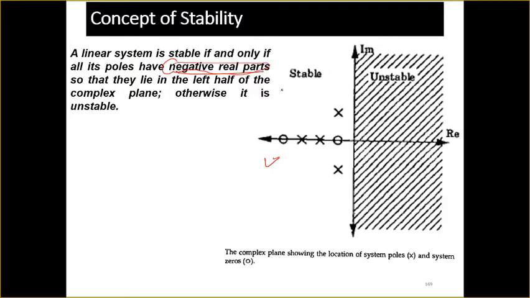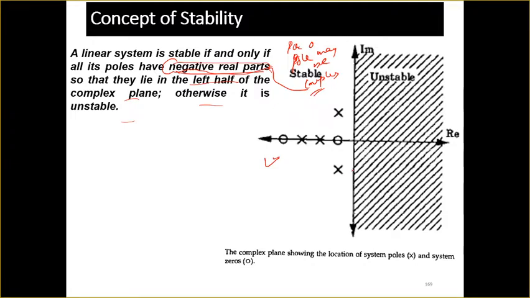Okay, because the pole may be an imaginary or complex pole. The pole may be complex, right? And if the real part of that complex pole lies in the left hand side of the S plane, or the complex plane, you can say the system is stable. Otherwise the system is unstable.